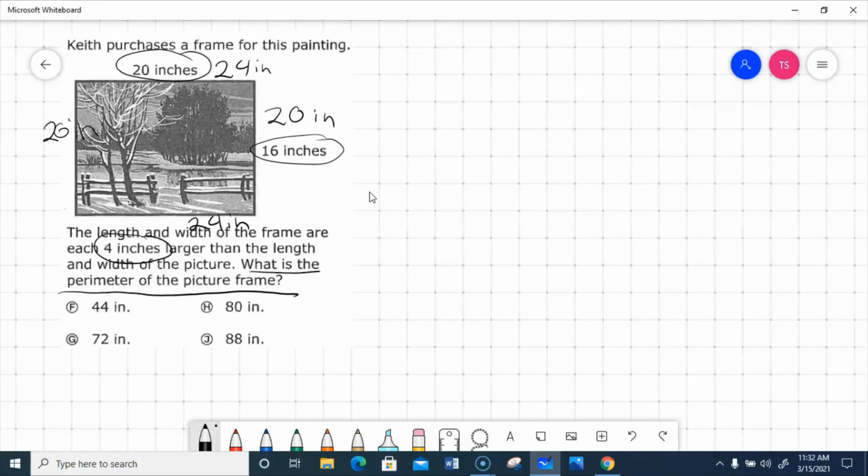So we need to go ahead and figure out what the perimeter of the picture frame is. So we would go ahead, and this would be the formula that we would use. It would be 24 plus 24 plus 20 plus 20. So what is 24 plus 24 plus 20 plus 20? Okay, well, let's check it. I see 4 plus 4, that'd be 8. And then 2, 2, 2, 2, that's 2 times 4, and that would be 8. So it looks like the perimeter would be 88 inches, which would be answer choice J.